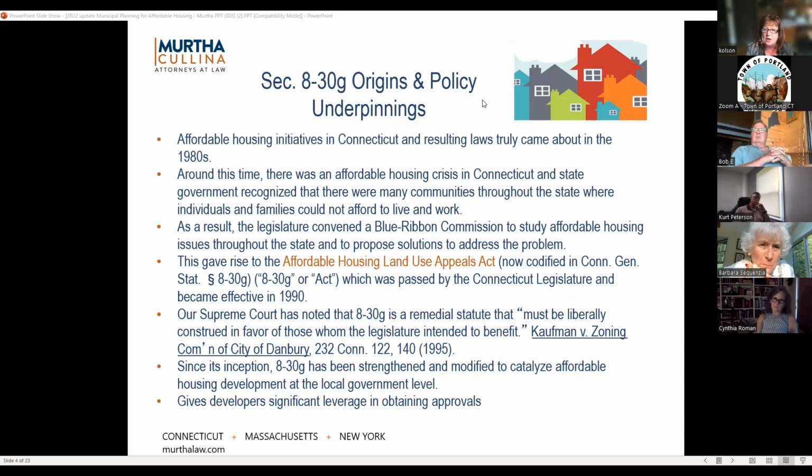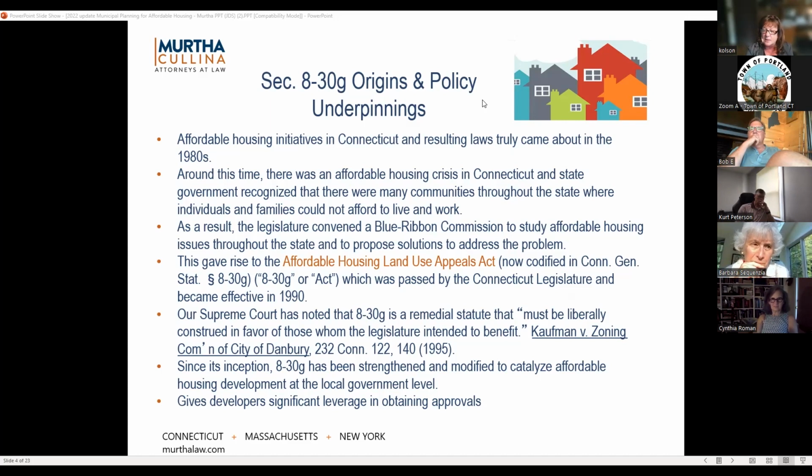So the other thing you should know is that 8-30g, by Supreme Court precedent, has been defined as a remedial statute that has to be liberally construed in favor of those whom the legislature intended to benefit. What does that mean? If there's a situation in front of you where it's a balancing act, tie goes to the individual who is seeking the affordable housing.